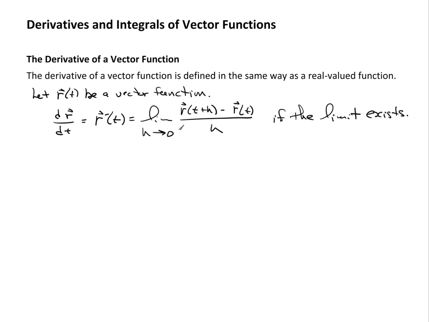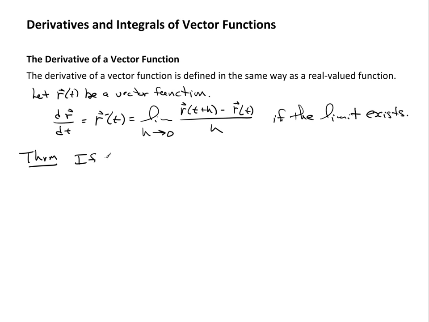Now, this is the same definition of a derivative that we introduced back in Calc 1. It's the exact same thing. We're just now going to be using it with vector functions. So let's take a look at a theorem, because this theorem will actually tell us how to go about this.